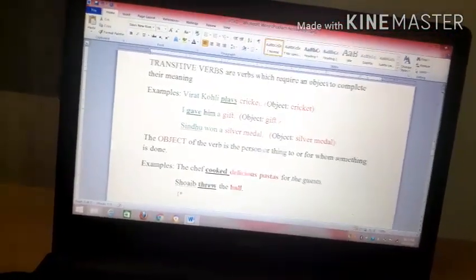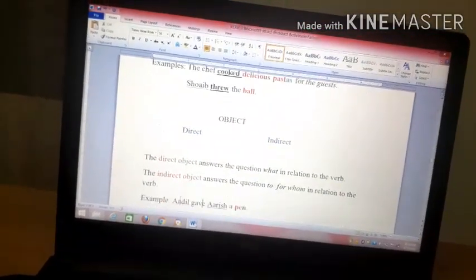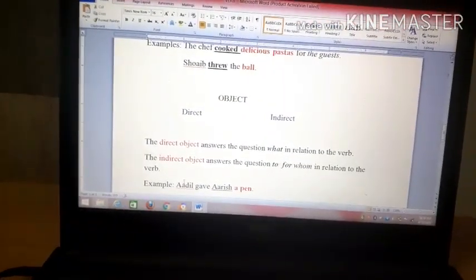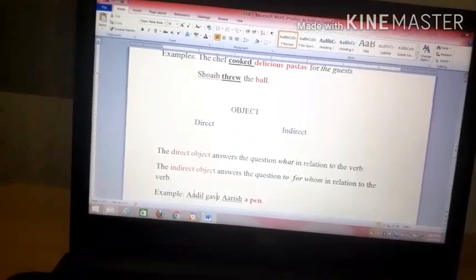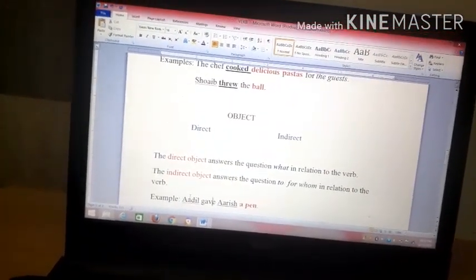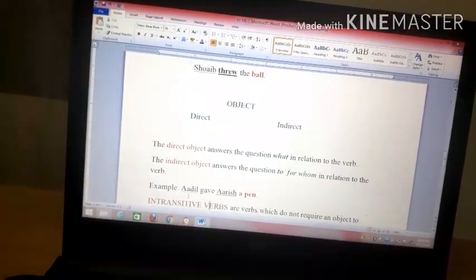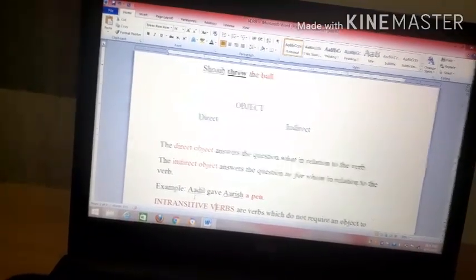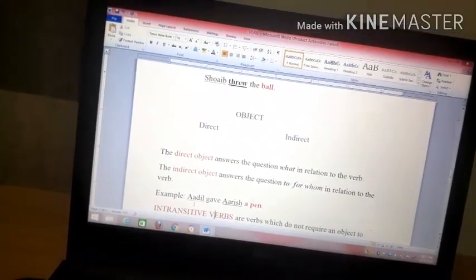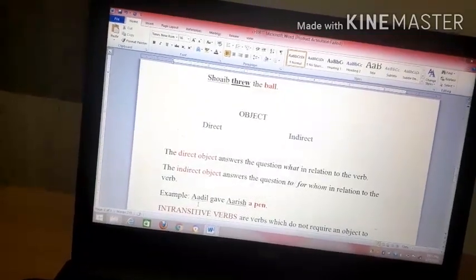Now the object can be divided into two types. One is the direct object. The other is the indirect object. What is a direct object? The direct object answers the question what in relation to the verb. And the indirect object answers the question to or for whom in relation to the verb. We can remember in short like this: the direct object stands for a non-living thing and the indirect object for a living thing. We can also remember it this way in short.